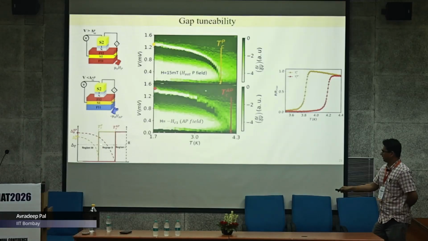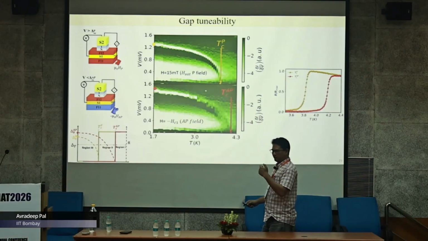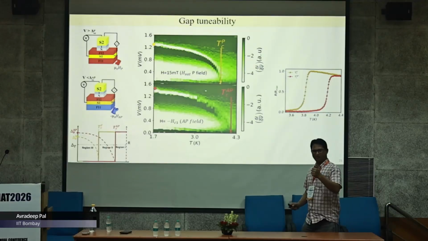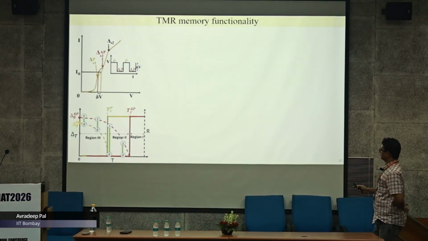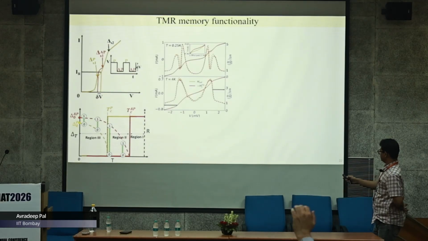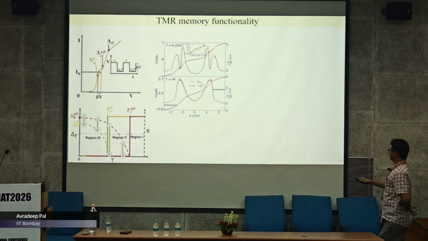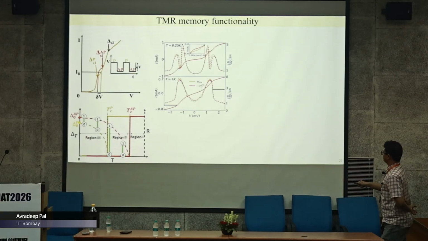If we get this, I should be able to get the memory device as well, right? I should be able to toggle between these two gaps and generate a tunneling magnetoresistance type of memory. So let me show you that we can do that. This is the cartoon representation, and this is the actual measurements. Here are the IVs, and here are the dI/dVs, the differential conductance, which is actually the density of states.